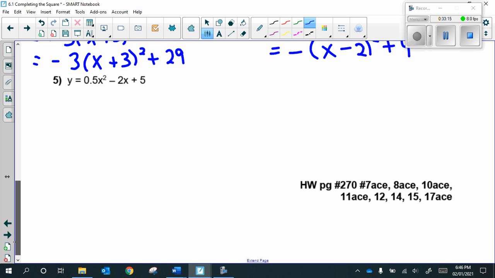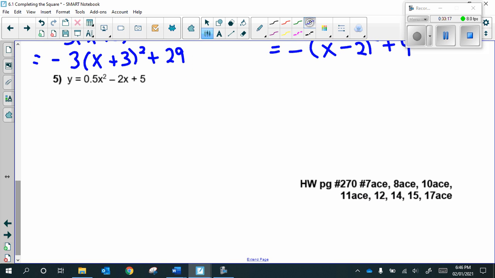And last example here, we're going to do one with a decimal. So don't let the decimals scare you here. We're going to do the same type of thing. We have a 0.5 out front, so I want to make sure I common factor that out. So 0.5. When I take 0.5x squared divided by 0.5, you're just left with x squared. When you have negative 2 divided by 0.5, you're actually going to get negative 4x. So when you divide by a decimal, the number actually gets bigger. And we have a plus 5 on the end.